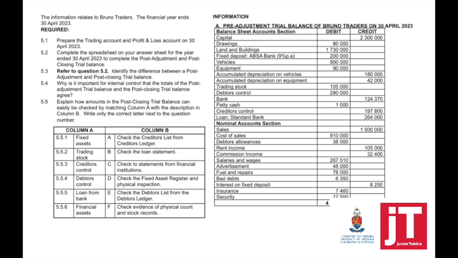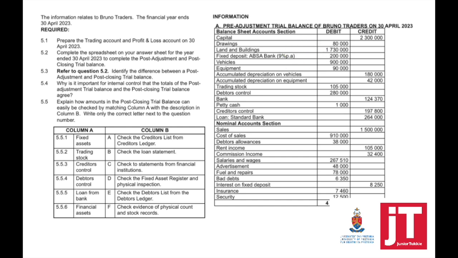5.2, complete the post-adjustment and the post-closing trial balance. 5.3, refer to question 5.2, identify the differences between the post-adjustment and the post-closing trial balance. 5.4, why is it important for internal control that the totals of the post-adjustment trial balance and the post-closing trial balance agree? And then lastly, explain how amounts in the post-closing trial balance can easily be checked by matching column A with the description in column B. Write only the correct letter next to the question number.